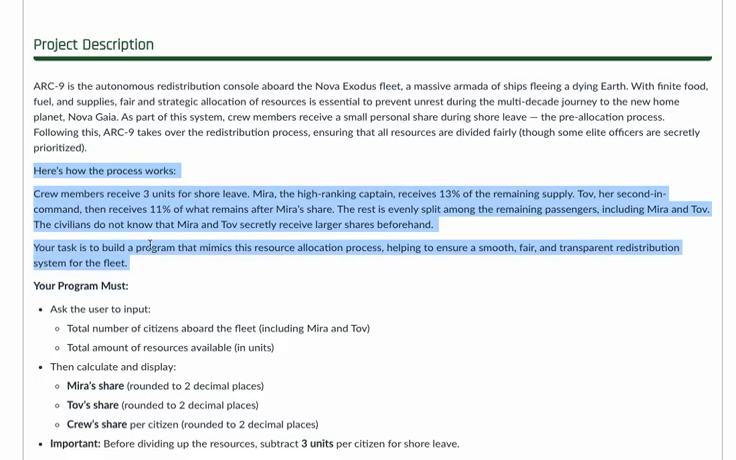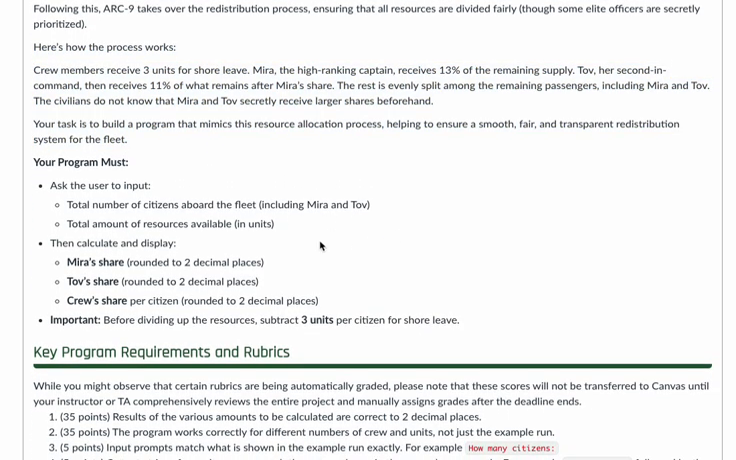Well, as I mentioned in different reading materials, whenever you're solving a problem, you need to know three important things. One is what is the input, what is the output, and how you can convert an input to output, the calculation, the process. So input, process, and output. You must know how you can get the input. So ask the user to input. What are the inputs? Total number of citizens aboard the fleet, including Mira and Tov. And the second input is the total amount of resources available in units. So these two are the inputs.